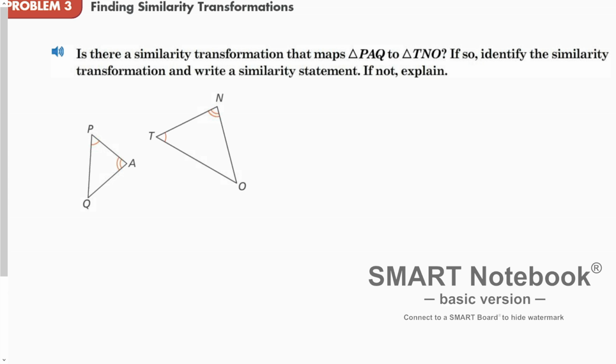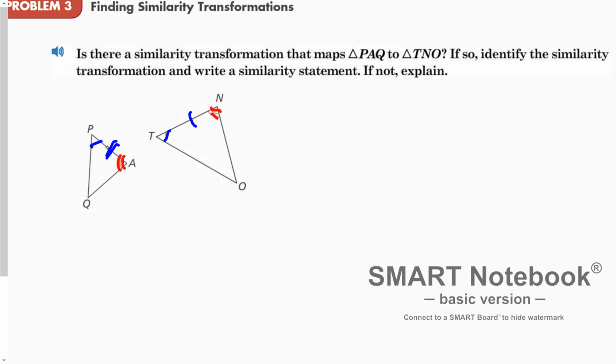So basically we can see that, hey, we have two corresponding angles here. So we know we have similar triangles. So now we want to describe or find that similarity transformation. So clearly there's probably going to be some sort of dilation going on, right? Taking this one and turning it into this one. These sides aren't the same size, right? They're different sizes, but we know there's probably some kind of scale factor which leads us to a dilation.